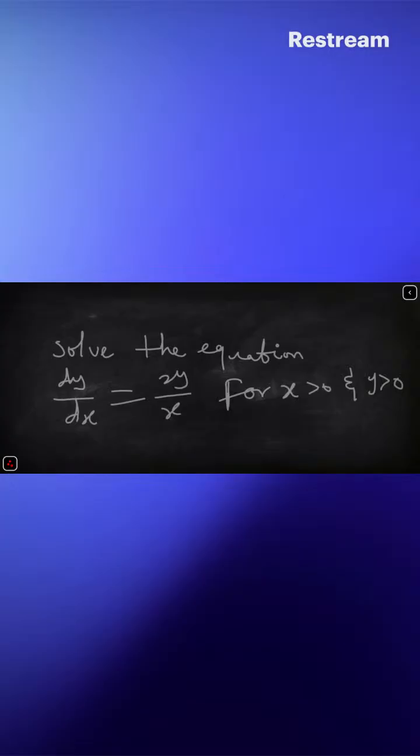So in today's video, we'll be solving this differential equation. We have to solve the equation dy over dx is equal to 2y over x, for x greater than 0 and y greater than 0. Okay, so how are you going to solve this given differential equation? It's very easy. We can use the separation of variables in solving this differential equation. So using the separation of variables, all right, let's dive in.